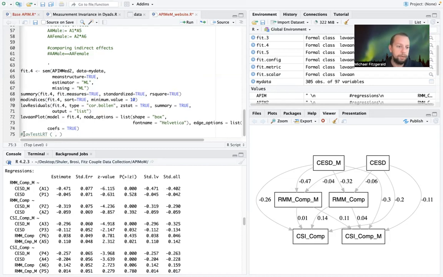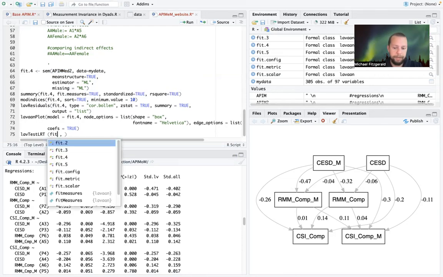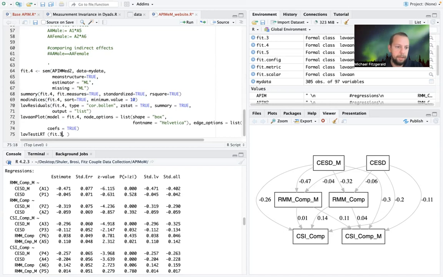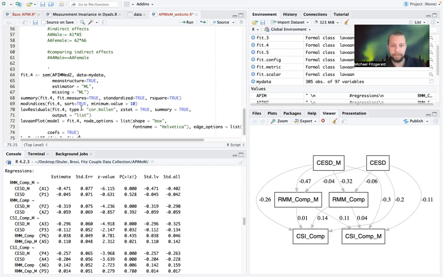All right, so now that we've changed everything to fit 4 in APIM Med 2, I believe I got all of them, we're going to enter in our syntax to compare. So we'll have fit.3, which is our first model, and then we'll have fit.4, which is going to be this new model where we're going to impose some restrictions.